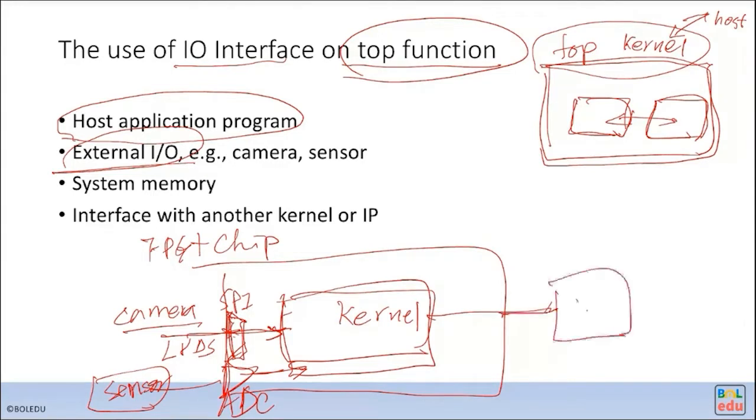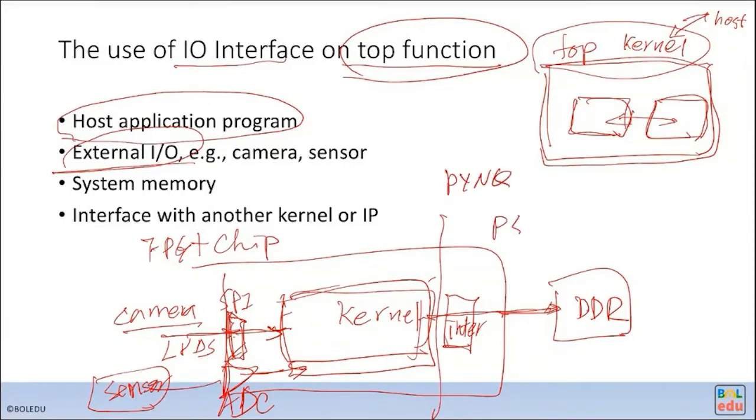The FPGA chip has the DDR memory. However, the kernel function does not directly interface with the external memory. It goes through some adapter or some interface signal, like the one in pink. The DDR memory is on the PS side, so the kernel function actually interfaces with the AXI ports and then goes through the PS side to reach the DDR memory. That's one of the I/O functions for the top function: accessing the memory.